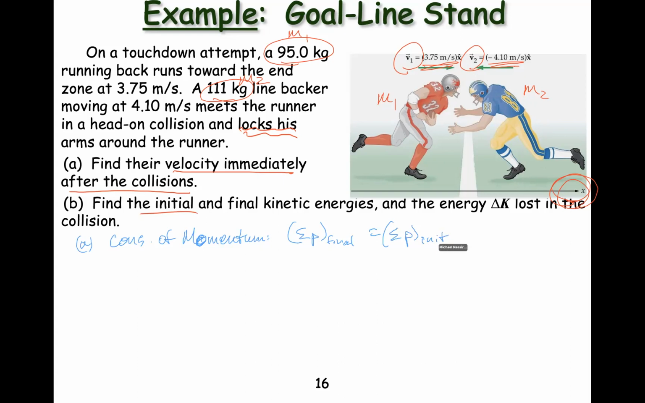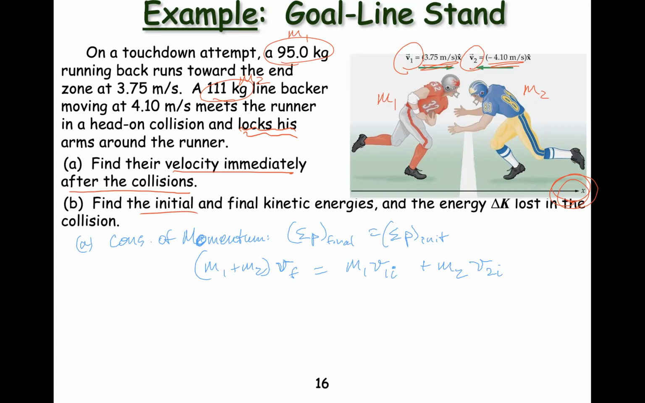So after the collision is done, they move as a single object. I'm going to use that trick from the previous slide where I just say V final. I don't need to specify V1 final or V2 final because they move as a single object. Before they collide, they had different velocities, so I have to say V1 initial separately from V2 initial. Actually, to be honest, the physics is now done.